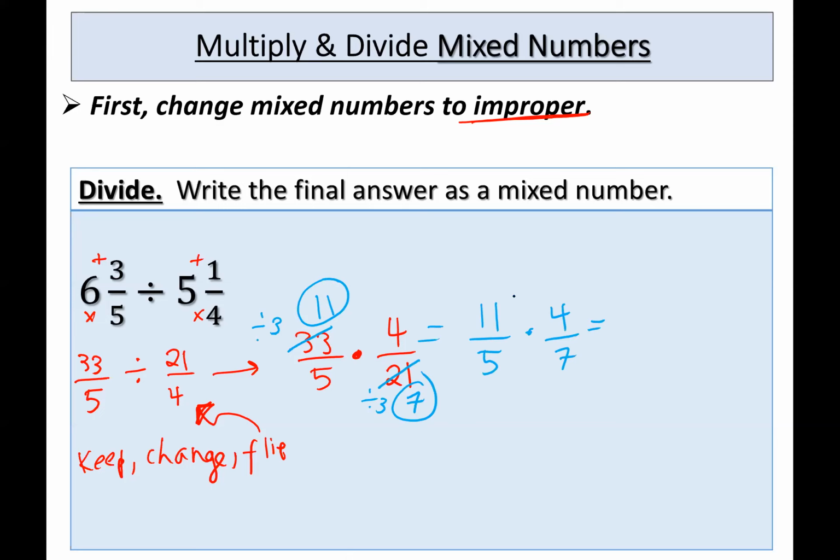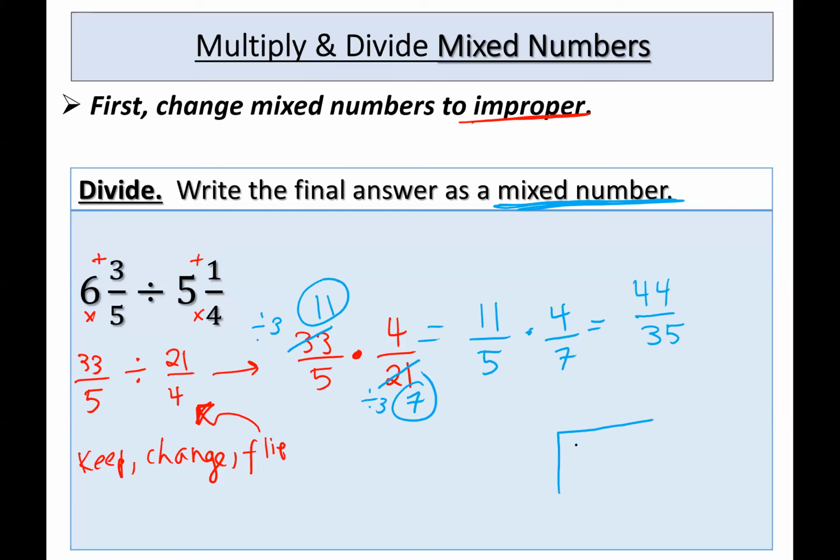Now I can multiply across. 11 times 4 is 44. 5 times 7 is 35. Am I done yet? Let's see. Not quite. So this fraction cannot be reduced anymore. But there's an additional instruction here. We do want the final answer as a mixed number. So we're going to divide in order to change our improper fraction back into a mixed number.